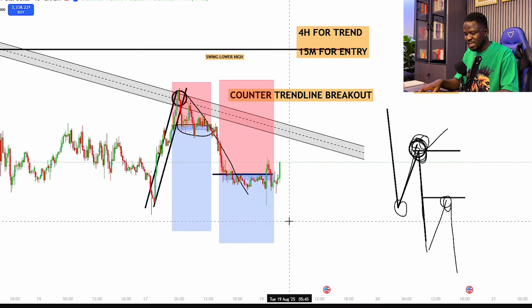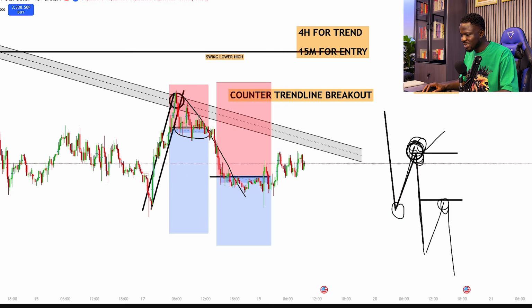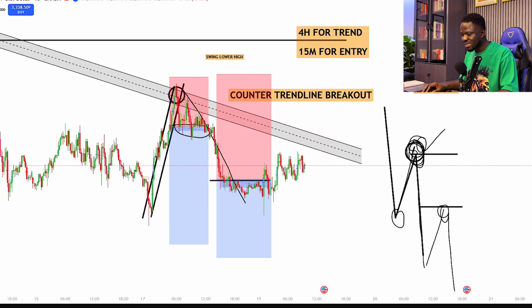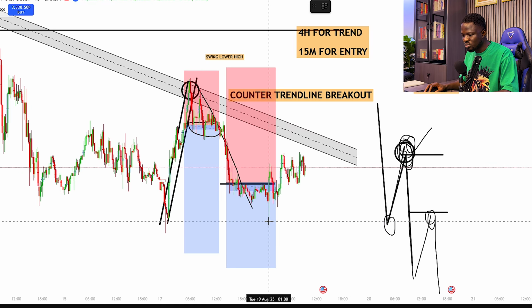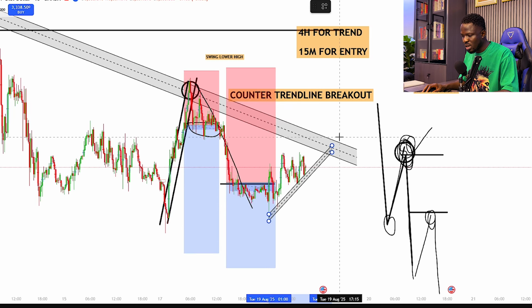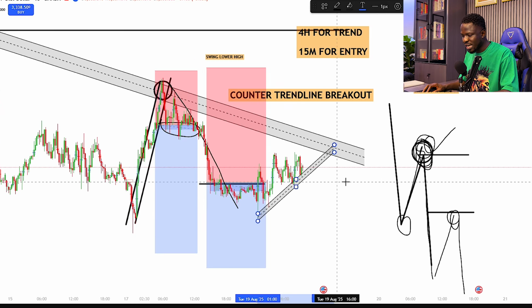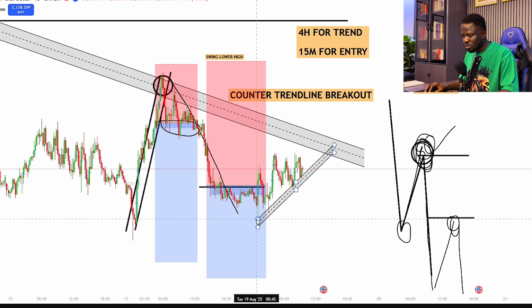So let's play the candlestick right now and wait for a proper retracement phase so that we can execute our trade. Let's establish another counter trend line breakout. As you all know, I love to use my trend line as a zone. So this is my trend line right now.